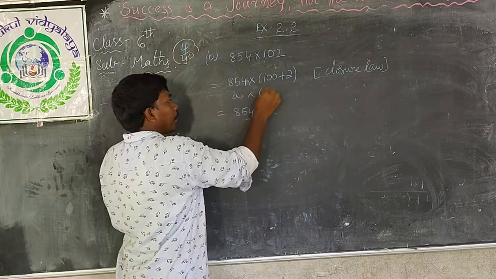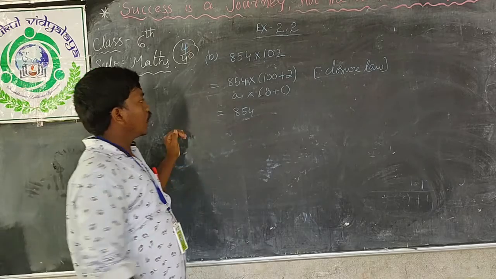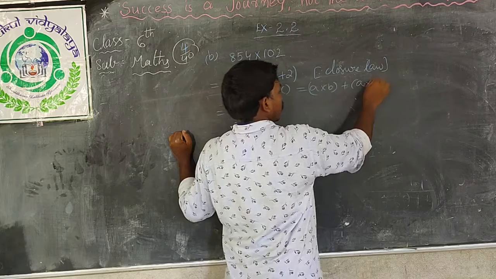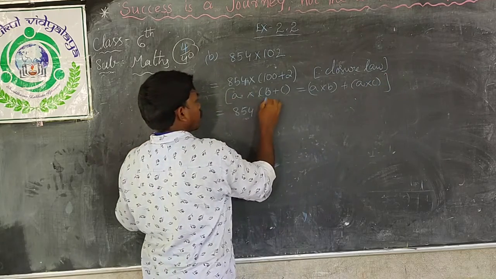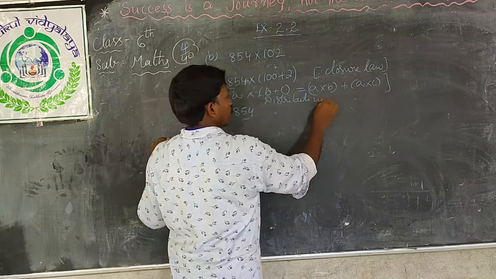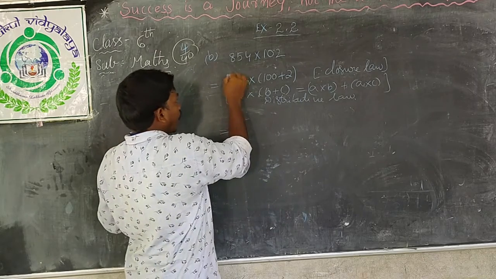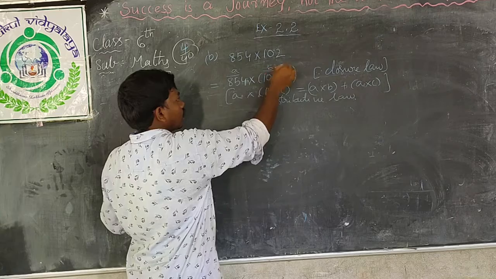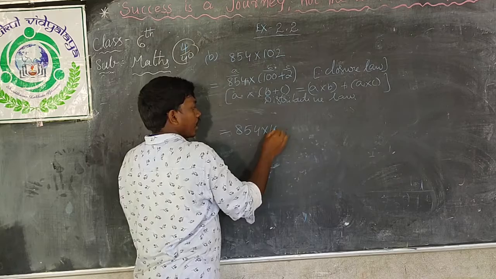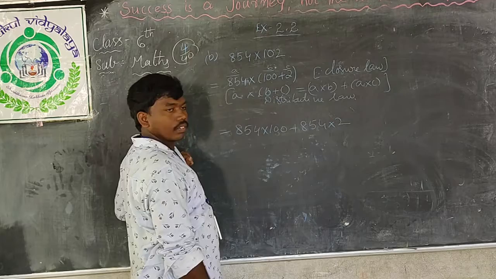A into B plus C. This is which formula? A into B plus C equals A into B plus A into C. So this is distributive law, multiplication over addition. So this is A, this is B, this is C. A into B plus A into C. Very easy, no?